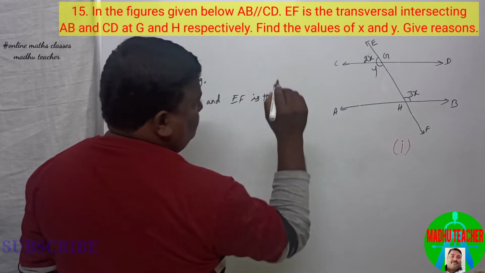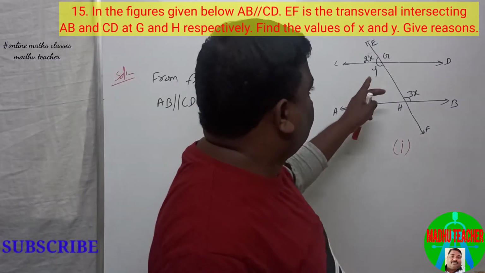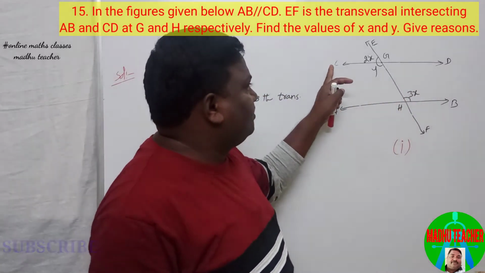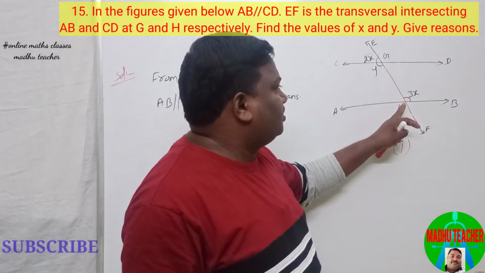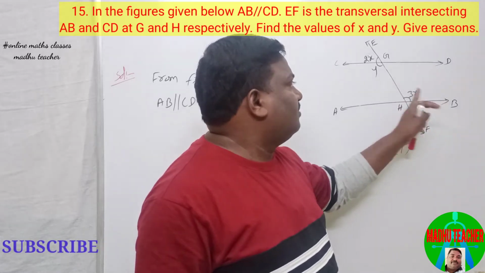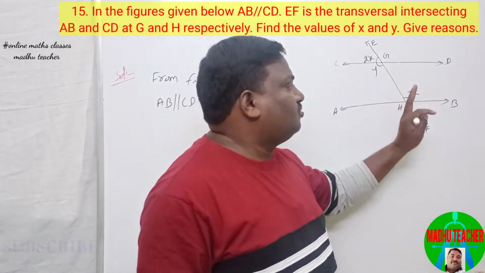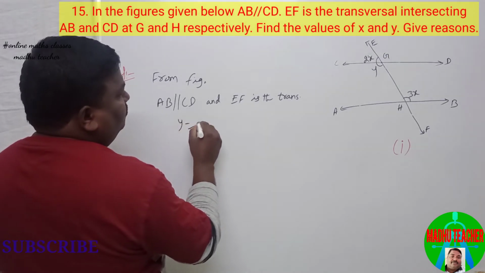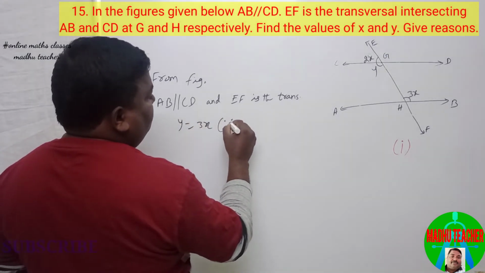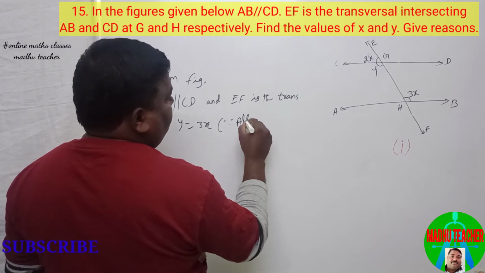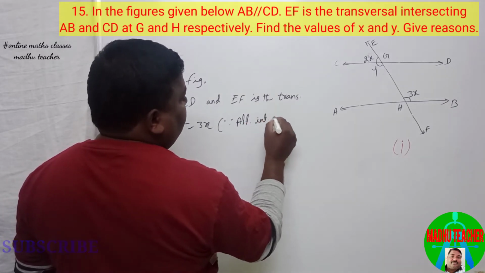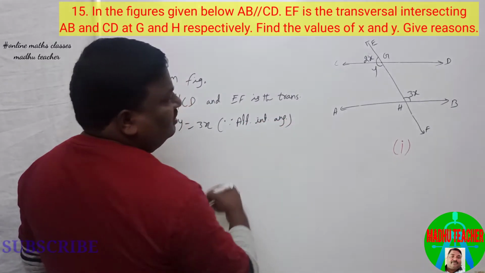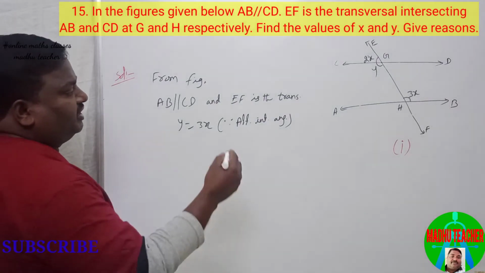By observing this figure, y equal to 3x. That means angle CGH equal to angle GHB. Why? Because these two are alternate interior angles. y equal to 3x, since alternate interior angles.